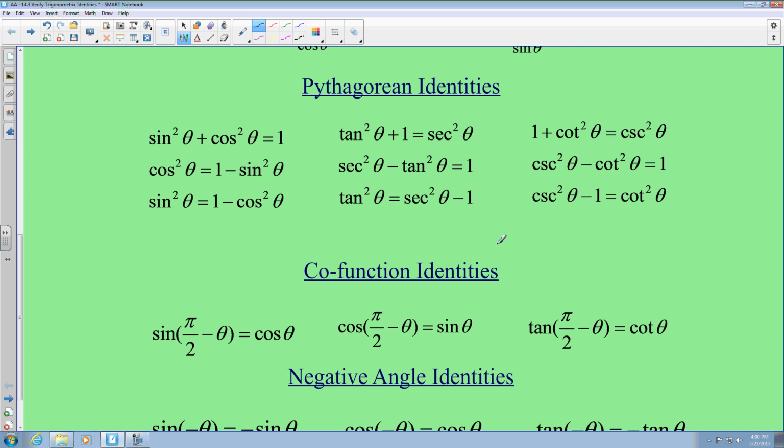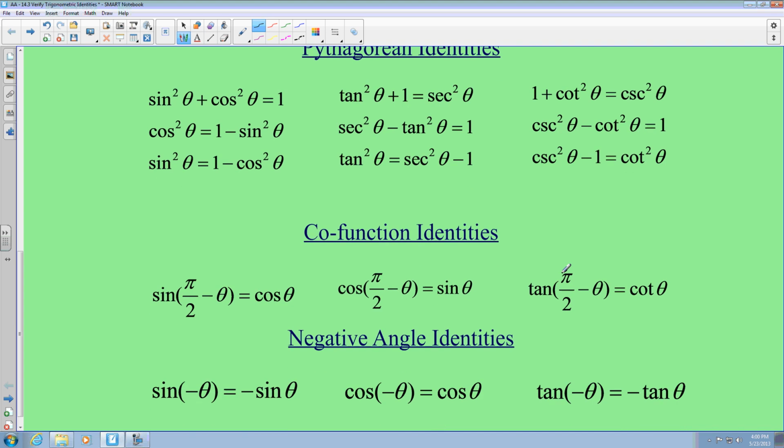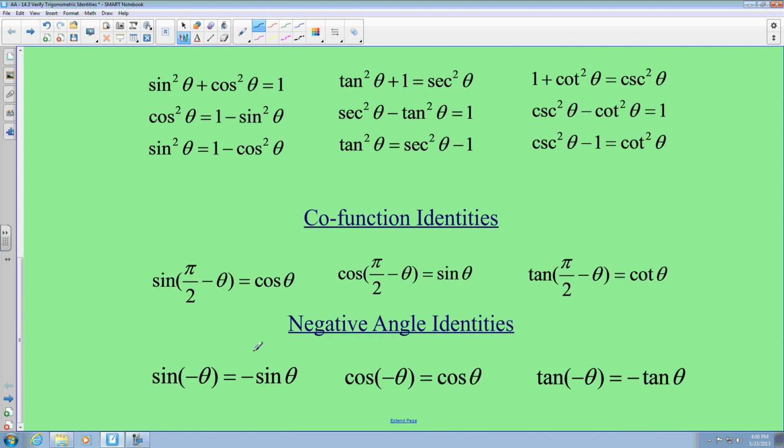The next category is cofunction identities, where sine of pi over 2 minus theta equals cosine of theta, and cosine of pi over 2 minus theta equals sine of theta, and then tangent of pi over 2 minus theta equals cotangent of theta.